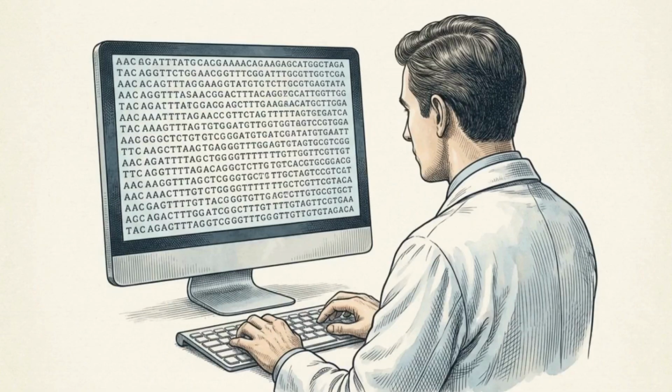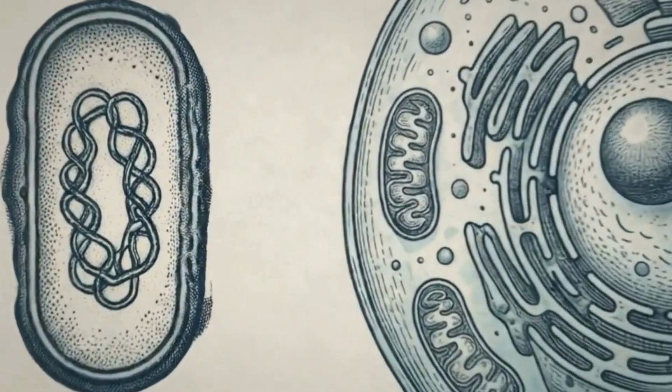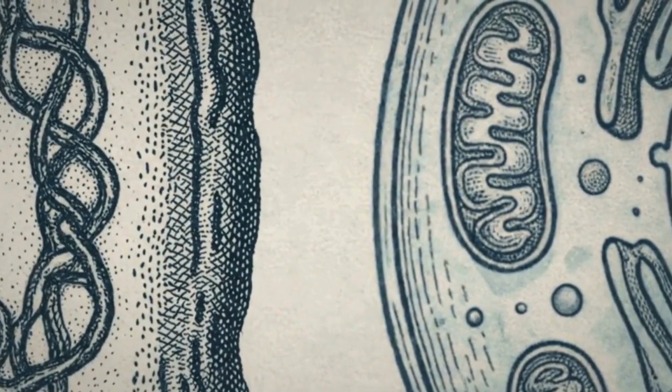Before a scientist can align a sequence or query a genomic database, they have to master the structural differences between these two cell types. It is the mandatory starting point for any data analysis.